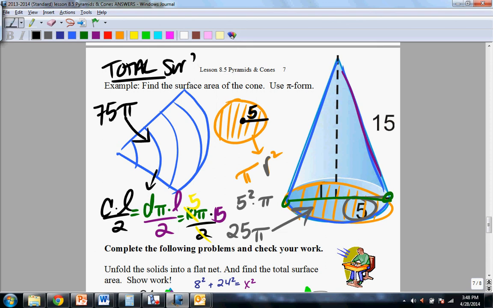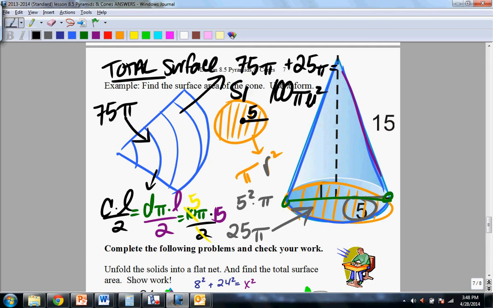So my total surface area is going to be that cone piece, which is 75 pi, plus the base, which is 25 pi. So it's going to be 100 pi. Check for units, none provided, so I write units squared. That's my surface area, that's my SA.